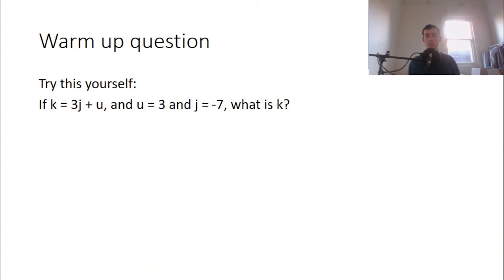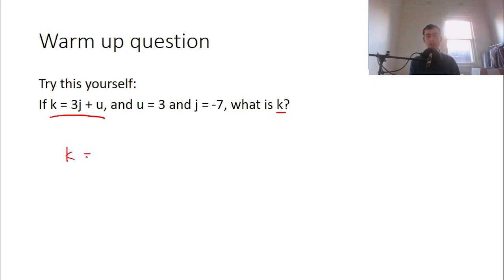First of all, we're going to start off with a warm-up, and this involves substituting. Here is an equation or a formula, and we're asked to find what k is, in a specific situation where u equals 3 and j equals -7. Have a go at this yourself, just pause the video. Okay, let's have a go at this.